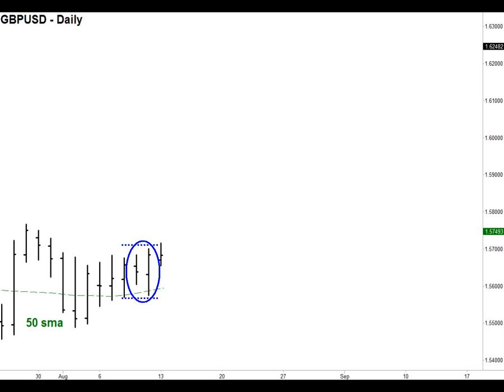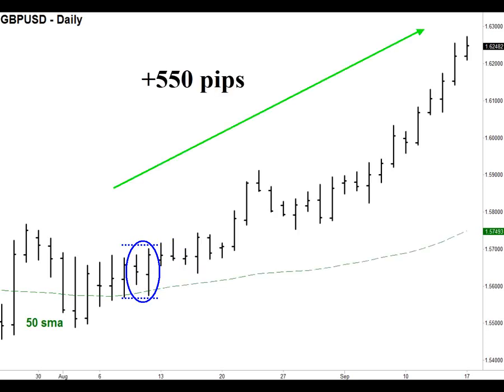So this was our clue that most likely the British pound is going higher. And guess what? 550 pips, or roughly $5,000 to $6,000 trading one of the Forex contracts.